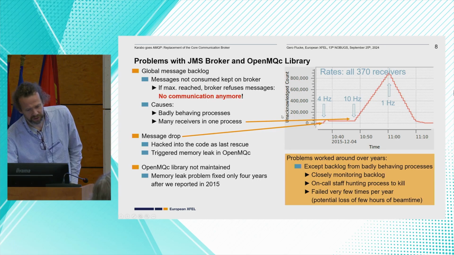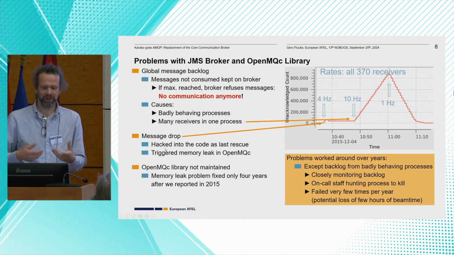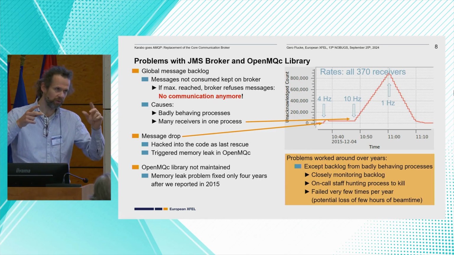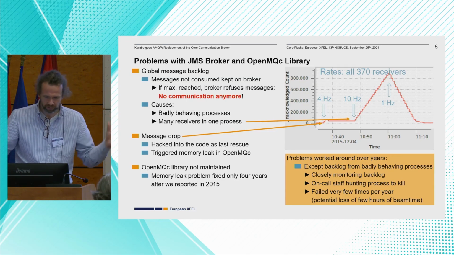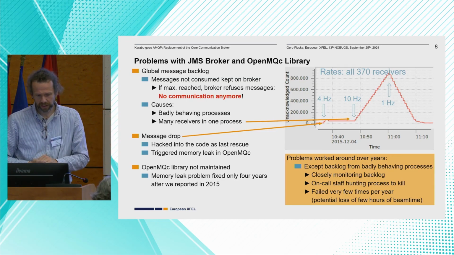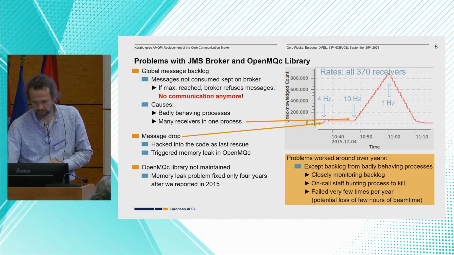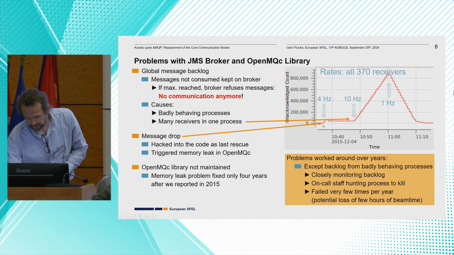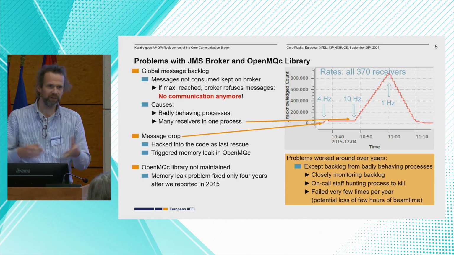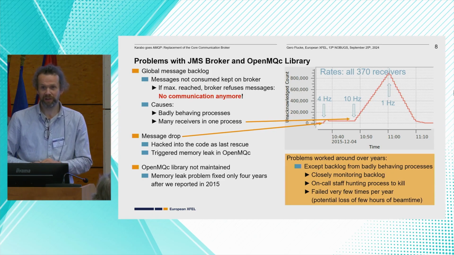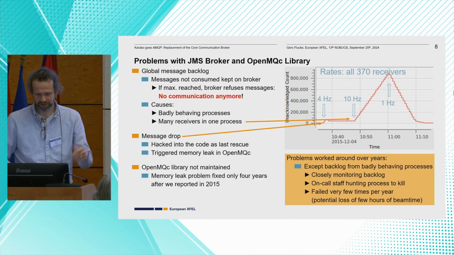Then somehow we hacked in kind of a last rescue, some message drop for low priority messages of properties which update frequently, where you may lose a message here and there. So for example, here the distance is 4 hertz times 370 receivers, which only worked because some messages were dropped. But then we noticed there's a memory leak in the library we use for dropping messages.